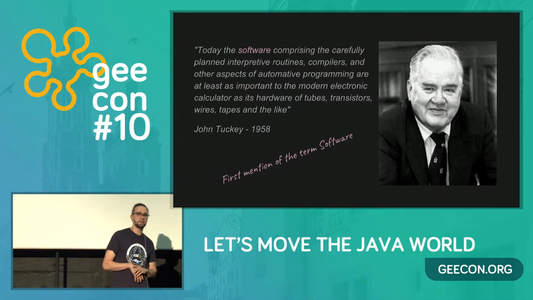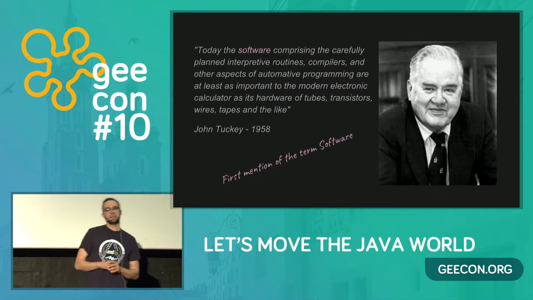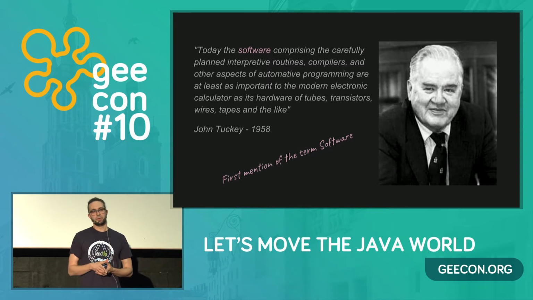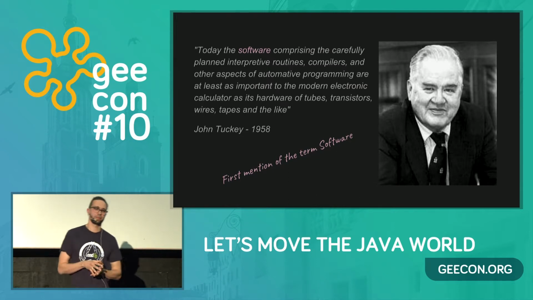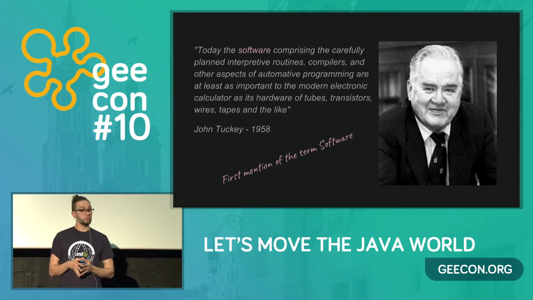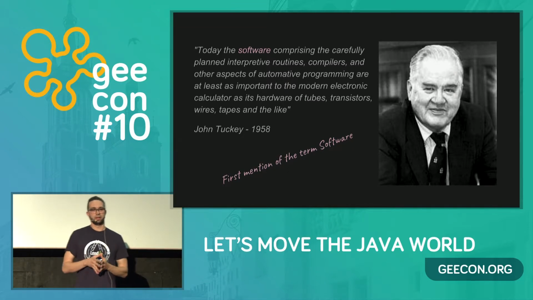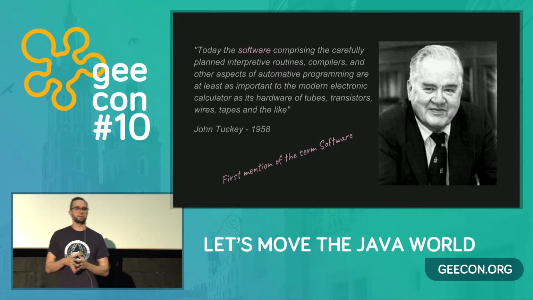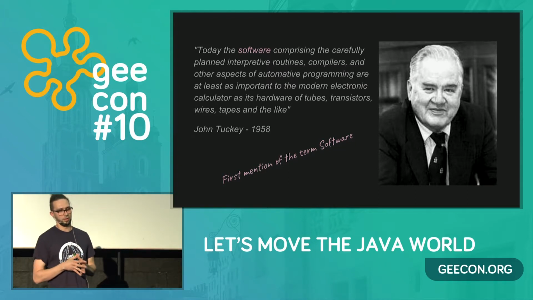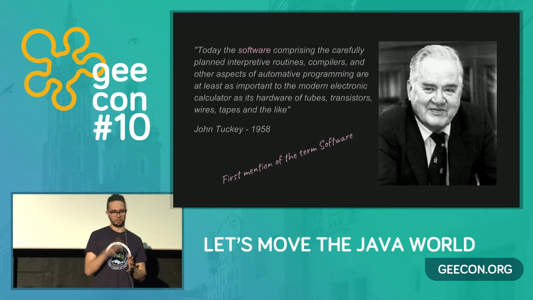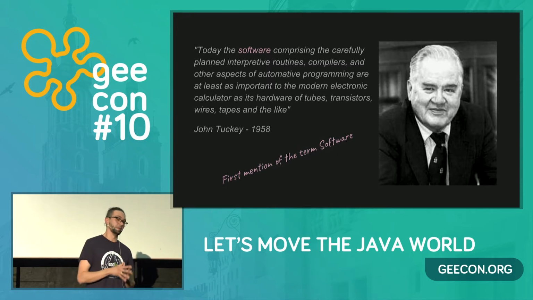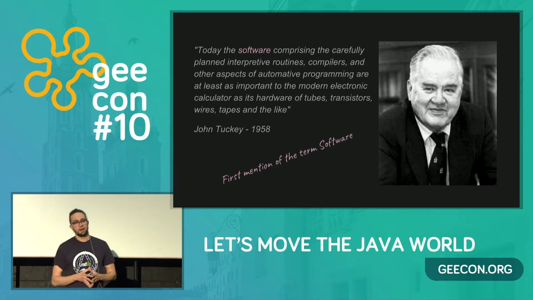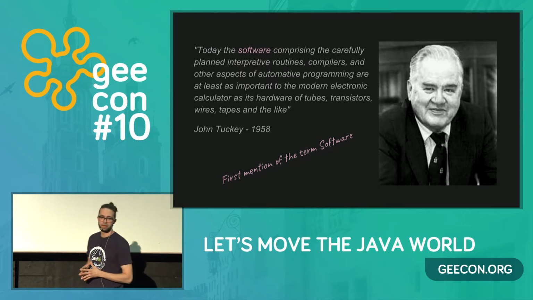This is the citation from 1958 when the term software was used for the first time. John Tukey has written, "Today, the software comprising the carefully planned interpretive routines, compilers, and other aspects of automative programming," sorry for reading, but I wanted to have it right, "are at least as important to the modern electronic calculator," which we call computer these days, "as its hardware of tubes, transistors, wires, tapes, and the like."